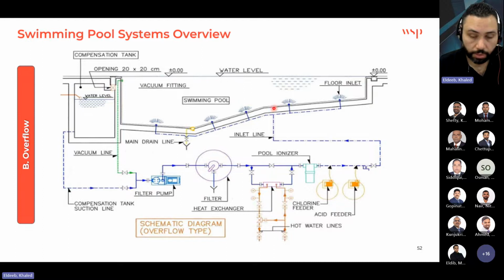In public pools, the number of swimmers could suddenly increase, like a group of people jumping in together. So in this case, the overflow has to be controlled in a proper way. We do that through the balancing tank. So we have here the balancing tank suction. We are going to provide a complete section about the balancing tank, or surge tank, to explain the connections of this one.